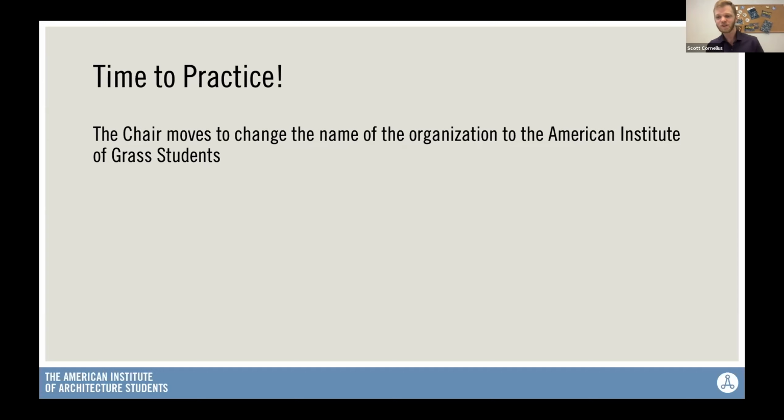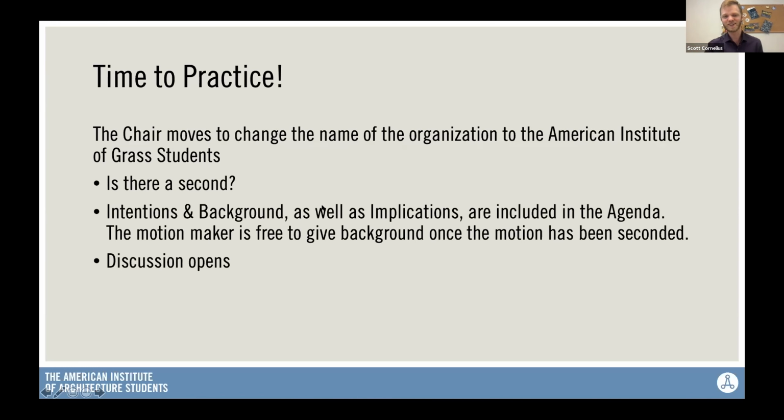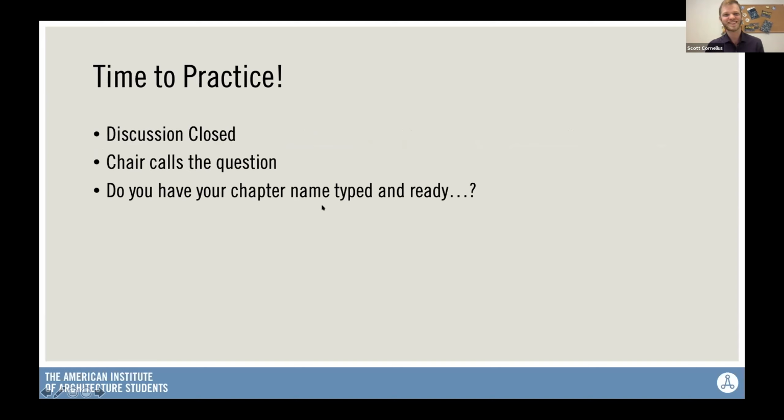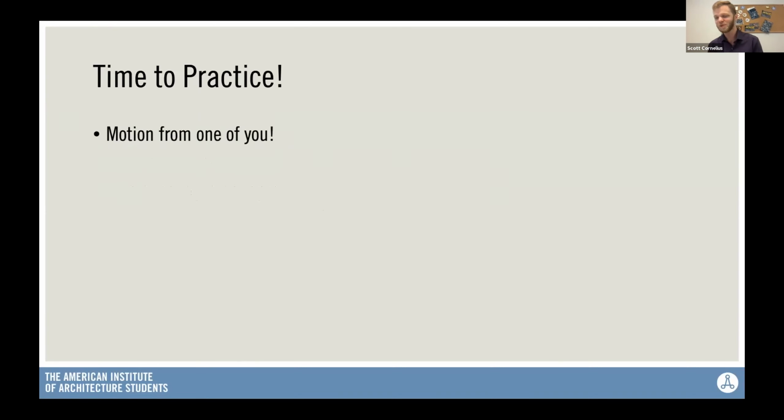And we will move to another motion now that I would like a delegate to give. So consider it for a moment while I change the slide. Is there a second? Forgot that I wrote all this down, but we did it right, so no worries. So discussion is closed, and we voted. And so now, a motion from one of you. Please, if you have a motion you would like to give as an example, let me know in the chat. Or just unmute.